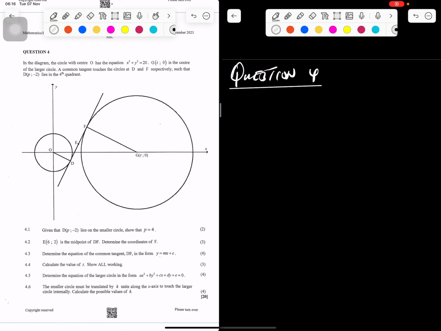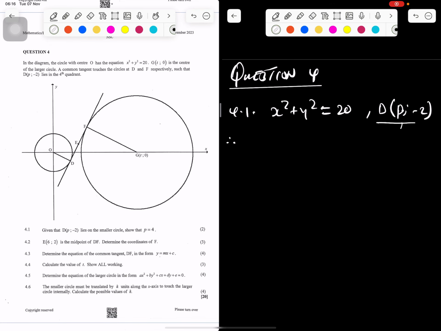They are giving you 2 circles. Okay, the other one is at the origin, the other one is moved from the origin by t units to the right of it. So now what are they saying? Given that D lies on the smaller circle, where for the smaller circle you are given the equation there, which is x squared plus y squared is equal to 20, that is r squared. Okay, that is 20. So D lies on this particular point, that is P and -2. Calculate or show that the value of P is 4.